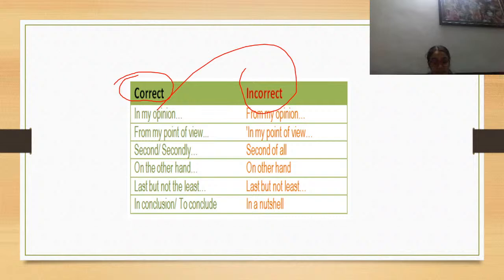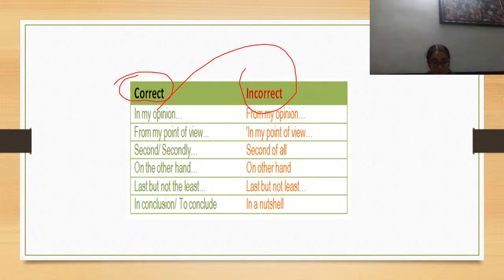Second or secondly. So if you get this, again, be careful. "Second of all" does not exist. Like "first of all" exists, many students write "second of all." No, not "second of all." So it's second or maybe secondly. Okay?